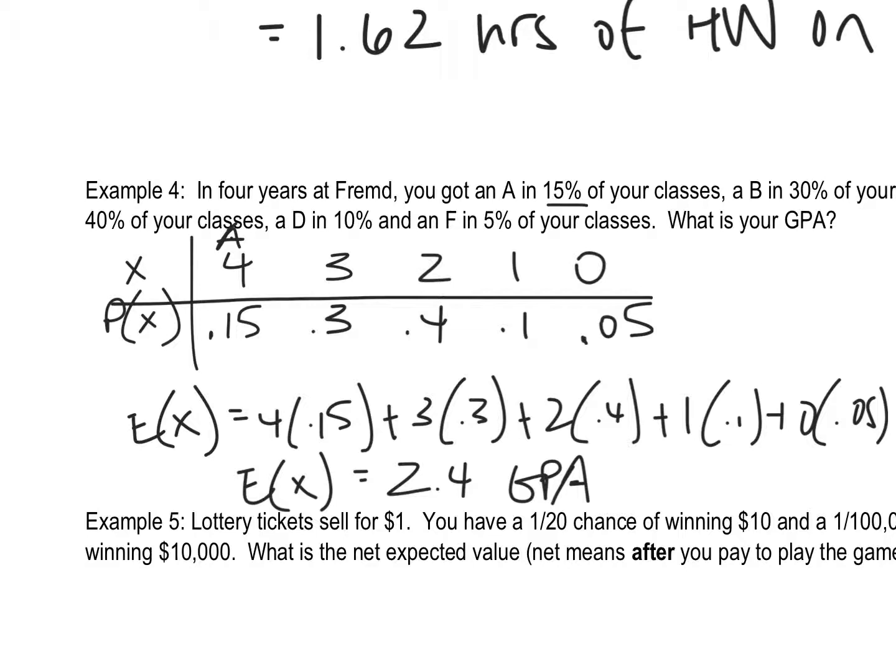And so here's what all that work looks like. Remember, you're just taking the A, which counts as a 4, times 0.15, plus all the B's, which is a 3, times 0.3, and all those are the corresponding percentages. So again, you're not just averaging A through F together, because your B's and C's happened a lot more than your D's and F's did. And so that ends up with an overall GPA of 2.4.